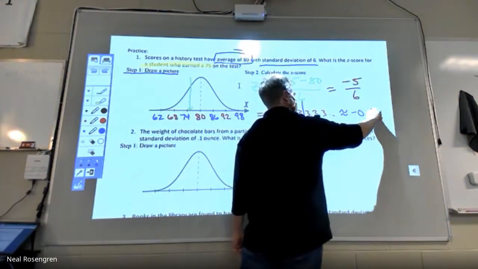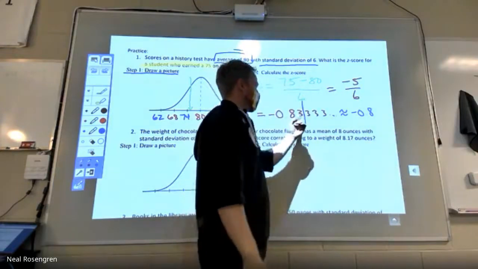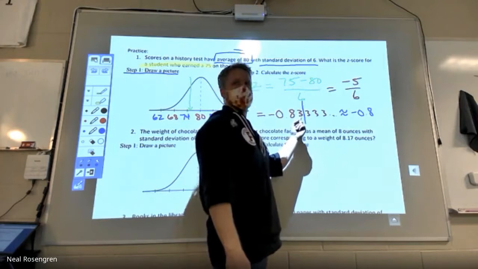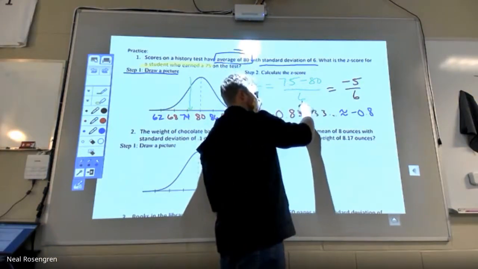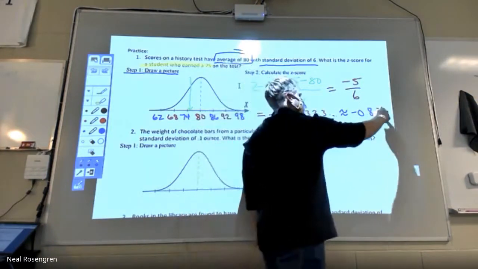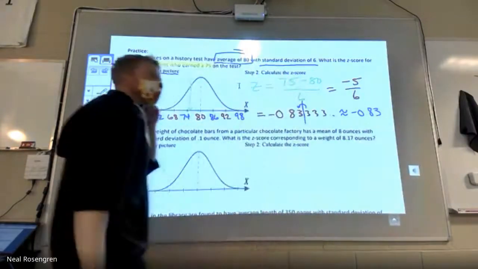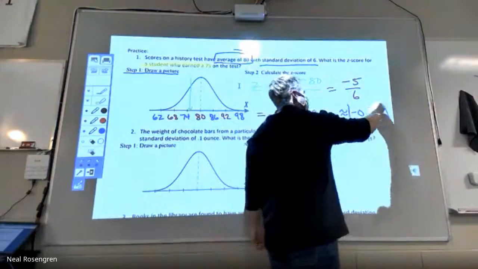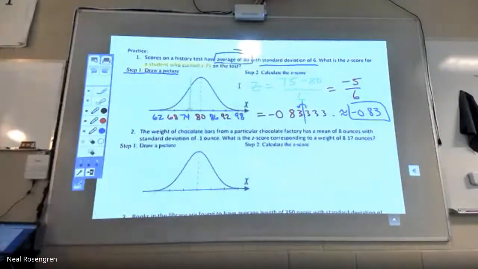So -0.8. Keep it a 3 or bump it up to a 4. Right? 5 or above, give it a shove. Well, it's only a 3, so I'm going to keep it the same. There it is. There's a z-score: -0.83. So not quite a full standard deviation below.